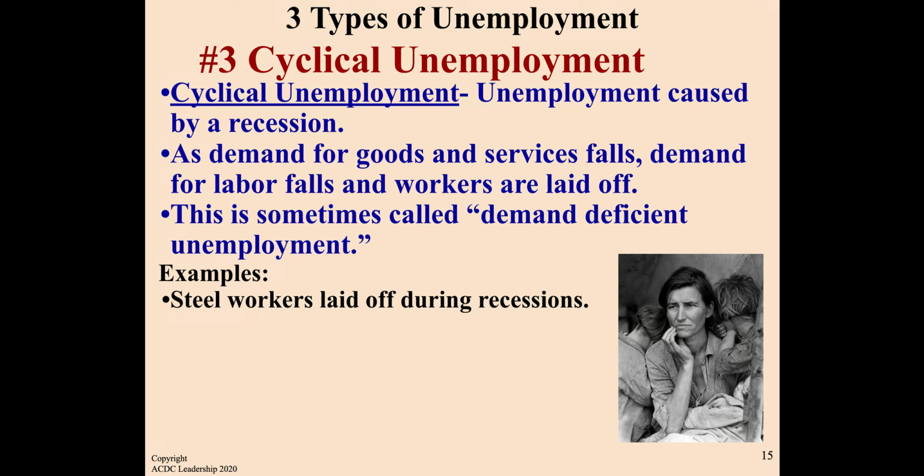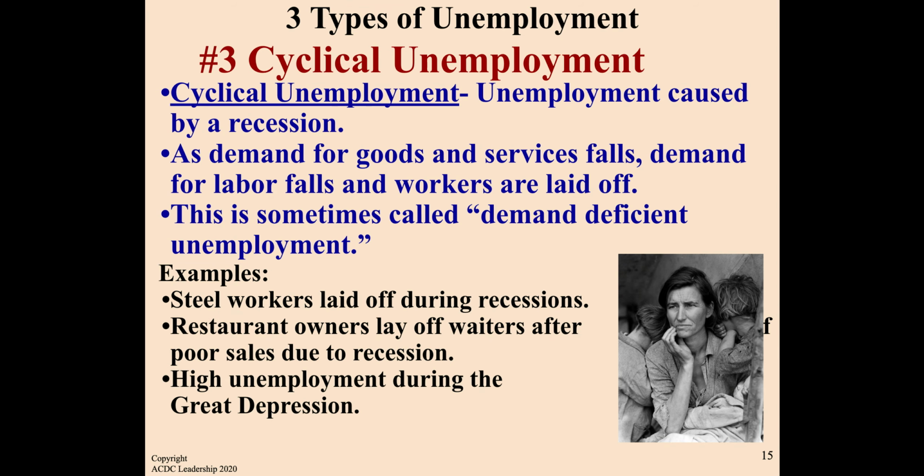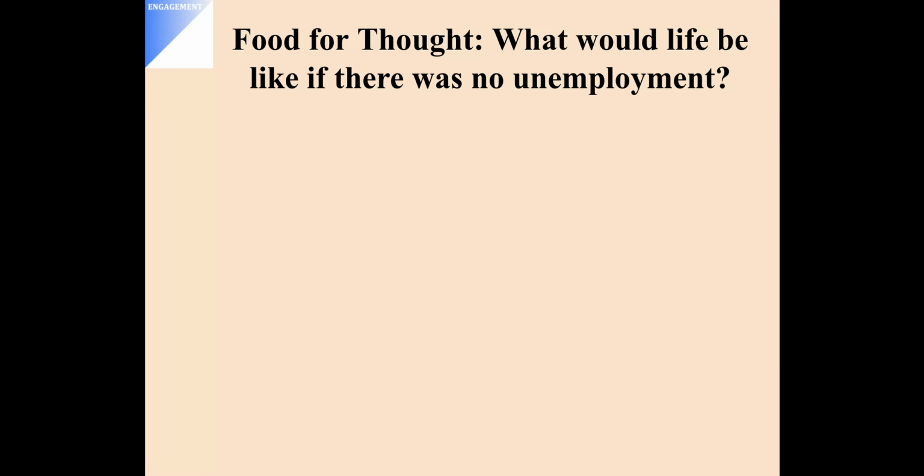The third type of unemployment is cyclical unemployment. That's unemployment caused by recession. As demands for goods and services falls, demand for labor falls and workers are laid off. Sometimes this is called demand deficient unemployment. Some examples include restaurant workers after poor sales, steel workers during a recession. This happened particularly during the Great Depression.